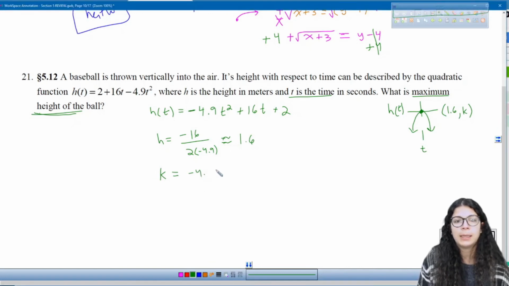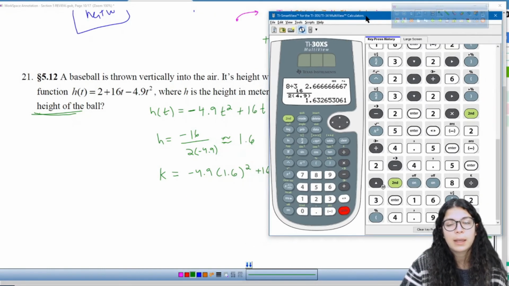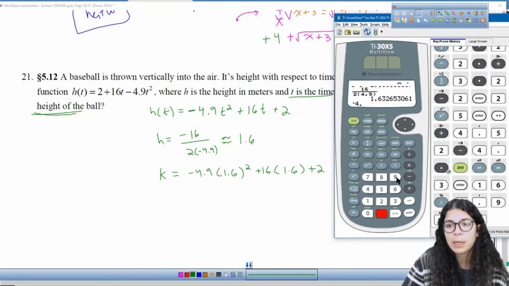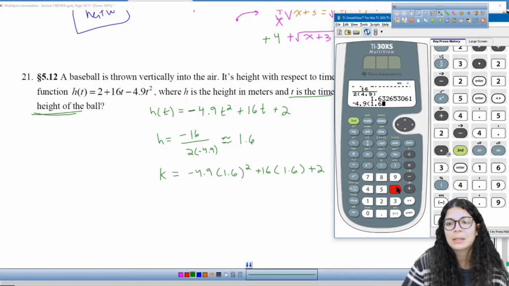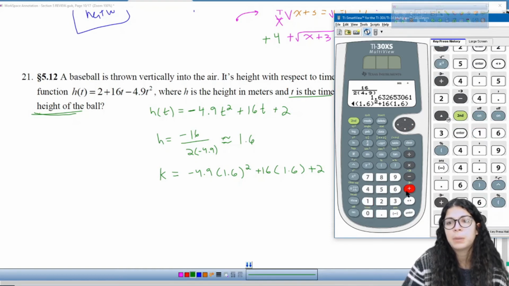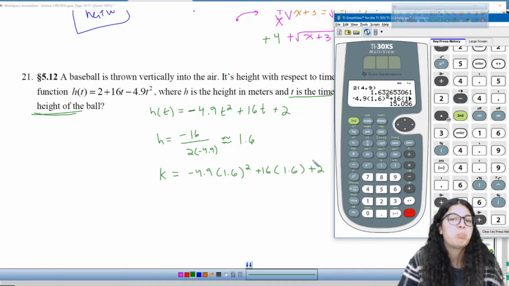So negative 4.9 times 1.6 squared plus 16 times 1.6 plus 2. And again, you can just use your calculator to plug all of that in to get the calculator to do it for you quickly. So I'll just go ahead and show you that quickly. So negative 4.9, parentheses, 1.6, close the parentheses, to the power of 2, go to the right to get out of the power, plus 16 times 1.6, close the parentheses, plus 2. Hit enter. All of that is about 15.05, so it will be about 15.1.